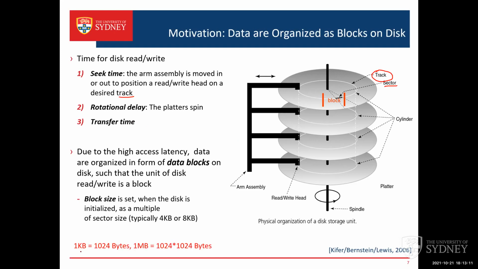If you are not familiar with these terms, megabyte, kilobyte: the smallest is a bit, and 8 bits make up a byte. When we have 1024 bytes, that makes up 1 kilobyte. 1024 multiplied by 1024 is 1 megabyte. If we multiply by 1024 again, that will become a gigabyte. That's how it increases.